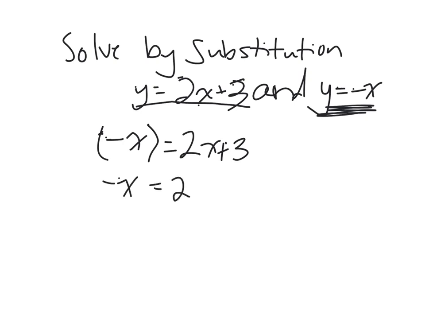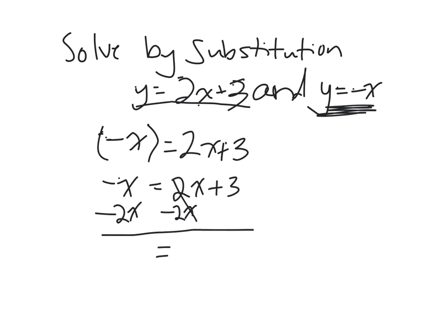equals 2x plus 3. I'm now going to subtract 2x from this side, and I'm also going to subtract 2x from this side. Once I've done that, I get negative 1 minus 2 is negative 3x equals 3, because these are cancelled out.